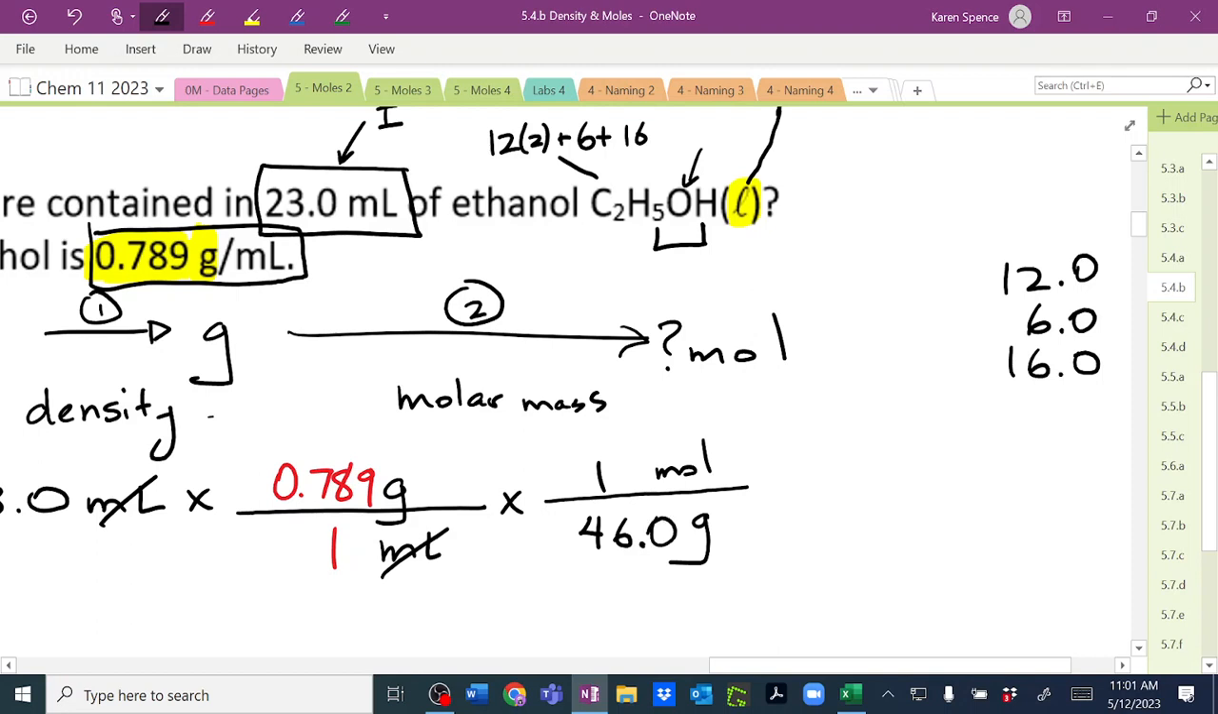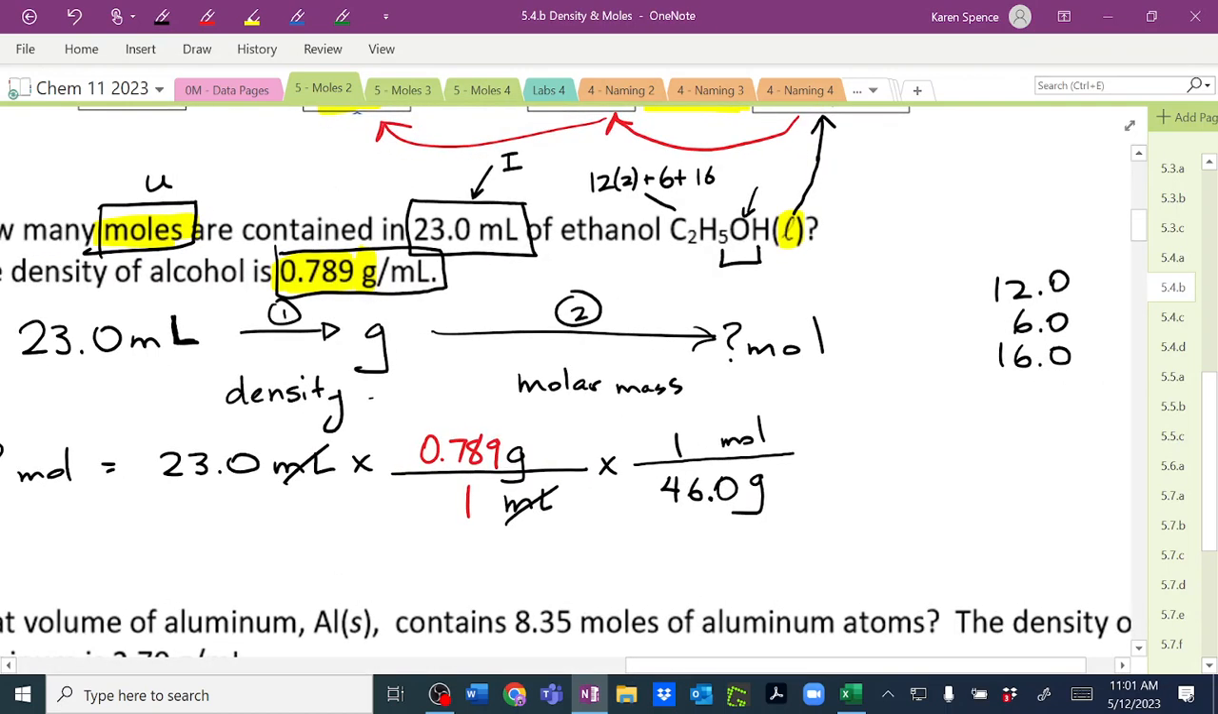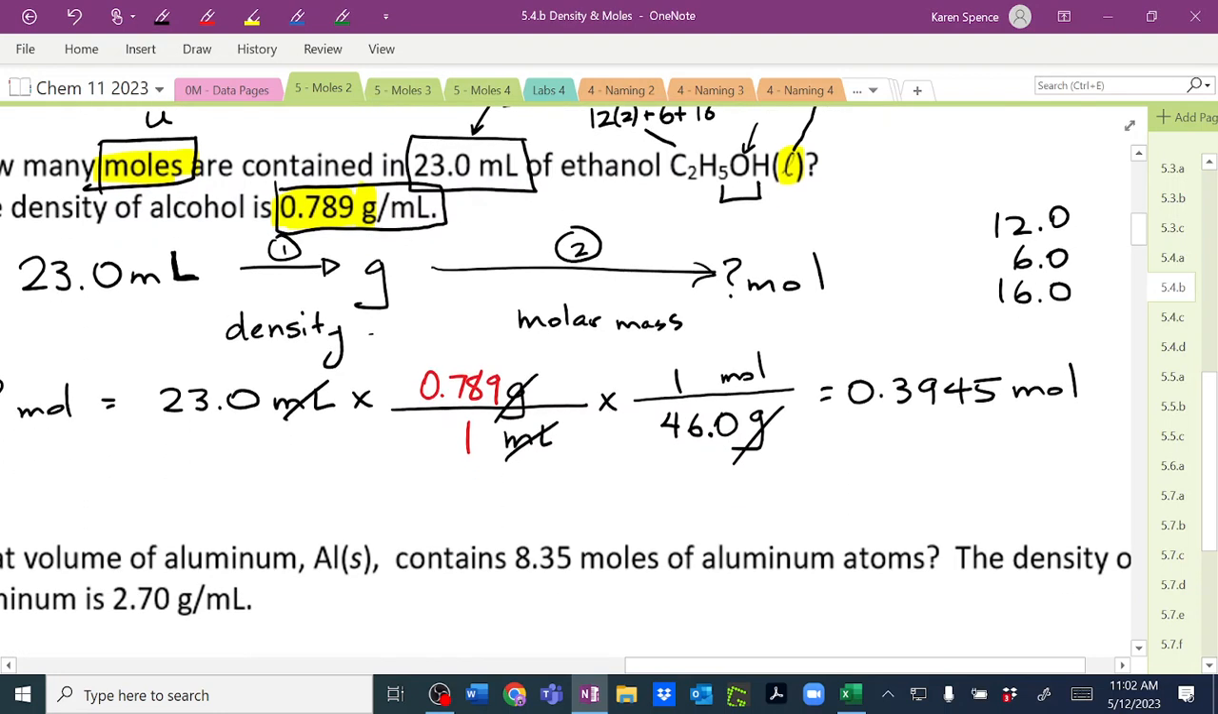Remember, all of your molar masses should have one decimal place when using our periodic table. Okay, so now we have 23 times 0.789 divided by 46.0 equals 0.3945, and the unit now is moles. Accept that. 3 sig figs, yes. 0.395 moles.